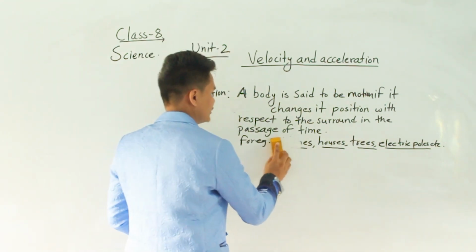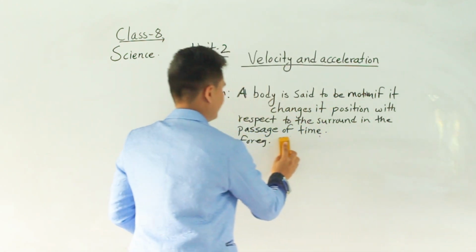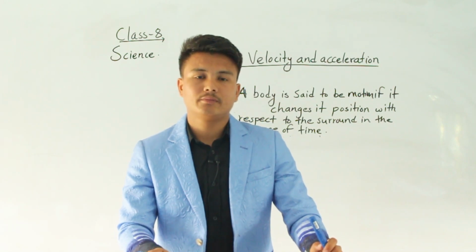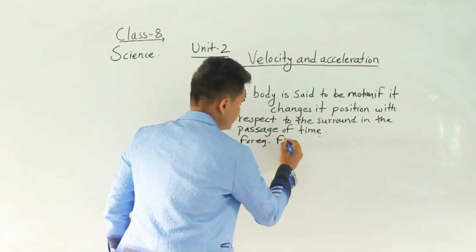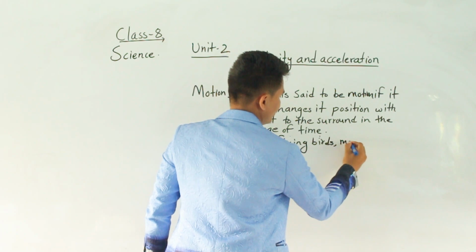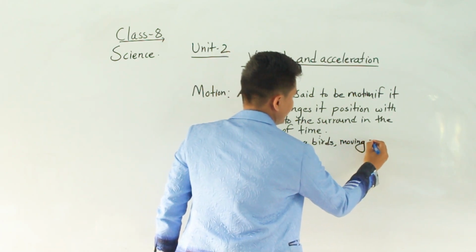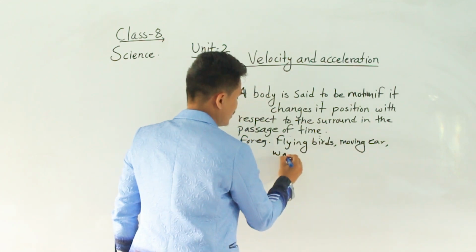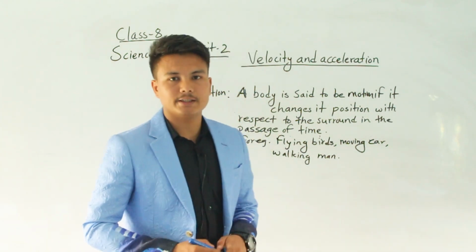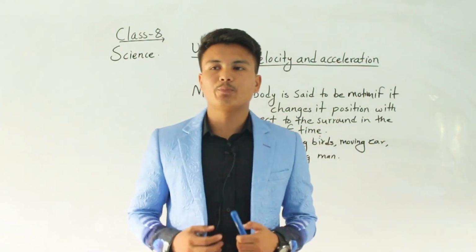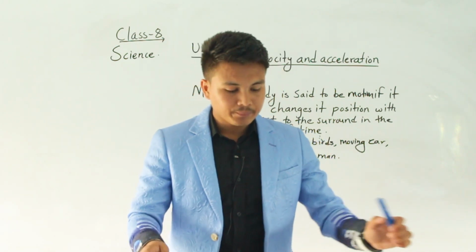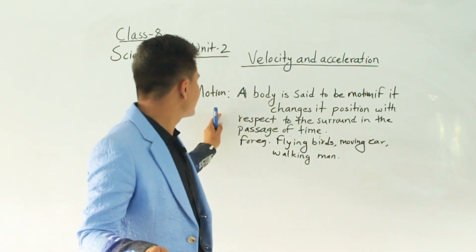Let's write the example of motion. Example of motion. There are various types of objects changing their position. See, flying birds, moving car or walking man. Look, a walking man or a flying bird changes its position according to the surrounding as time passes. So thus if a body changes its position it is called motion.